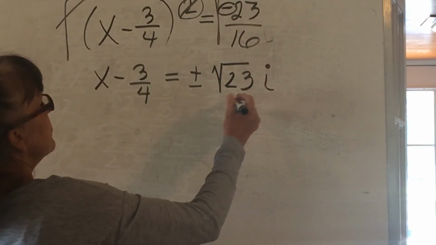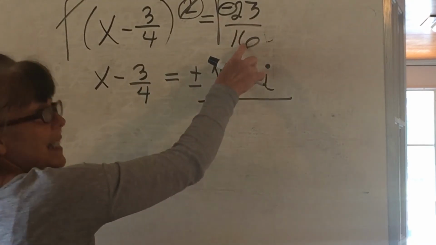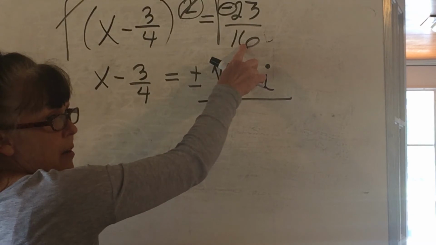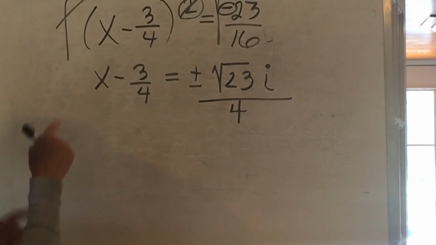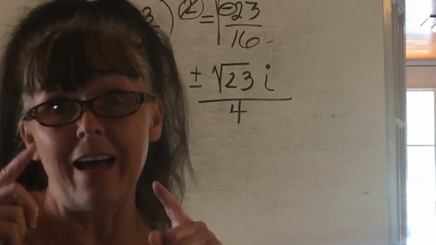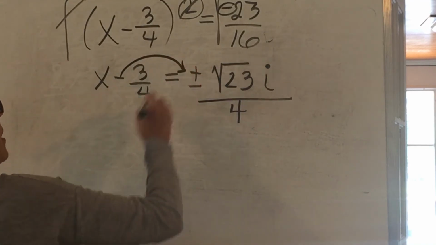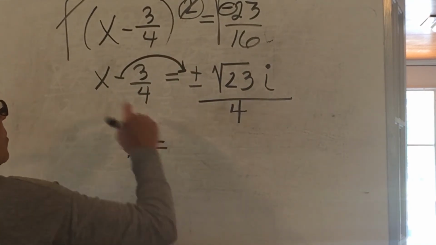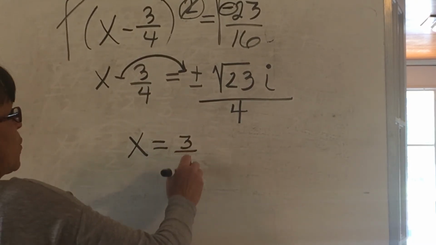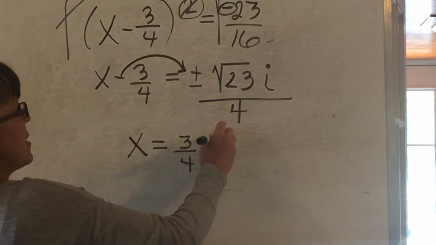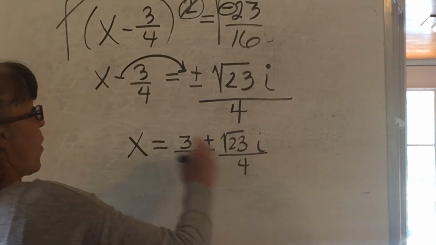Imaginary numbers. Now, do the denominator. Square root of 16. Now 16 is a perfect square. So that's going to give you 4 right there. Now that is some Algebra 2 stuff. Aha! So, move your number back over. x equals, the negative 3/4 becomes a positive 3/4 plus or minus square root of 23 i divided by 4.